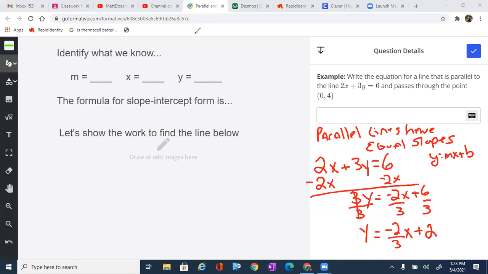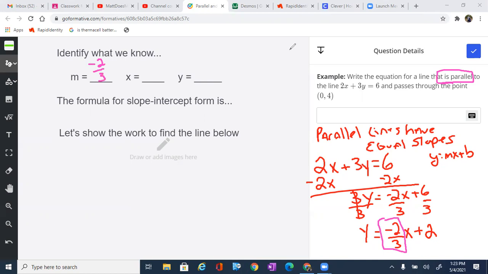Now, the thing that it asks us to do is write an equation that is parallel. Well, if we're writing an equation that is parallel, the first thing that matters is that if it's parallel, it must have the exact same slope. So I'm going to write that. We know the slope is negative 2 over 3. What we know is that the slope must be negative 2 over 3.